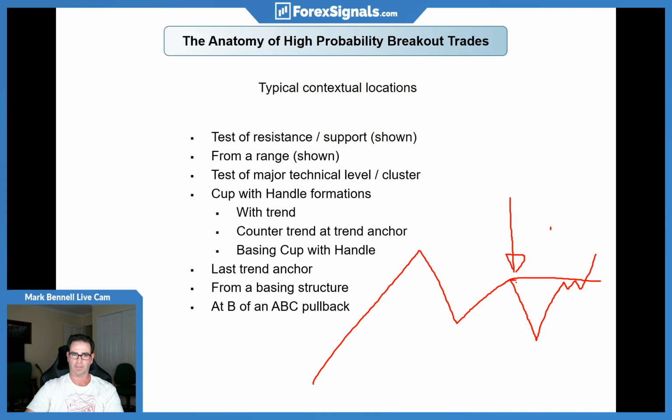Key area. Last short-term trend anchor of a complex pullback.